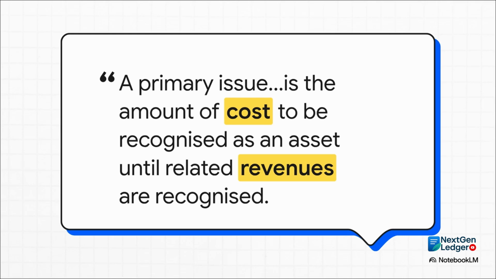Now, this quote here is pulled straight from the standard itself, and it really gets to the heart of the matter. It might sound a little formal, but the idea is actually pretty simple. IAS 2 is all about deciding how much something costs you. That's your asset. And then, crucially, knowing exactly when to turn that cost into an expense after you sell it. It's all about making sure your costs line up perfectly with your sales.